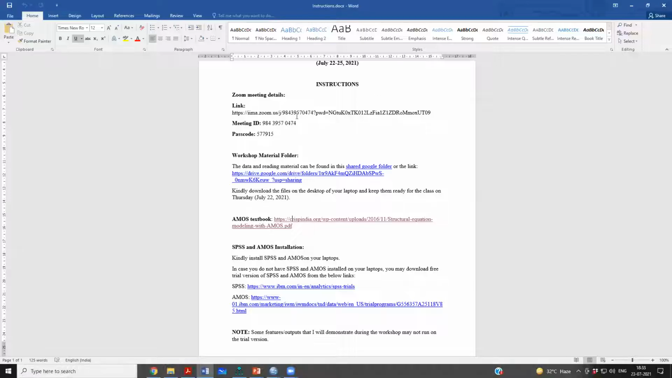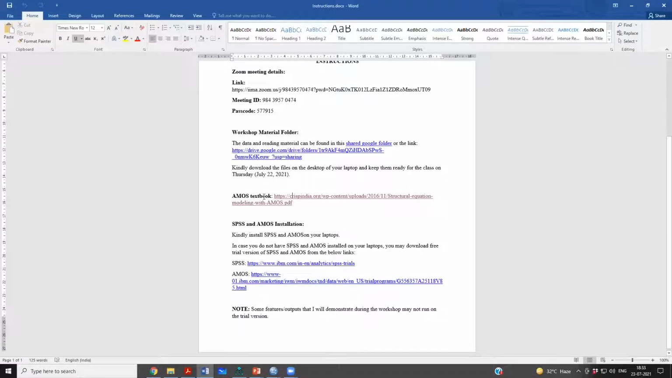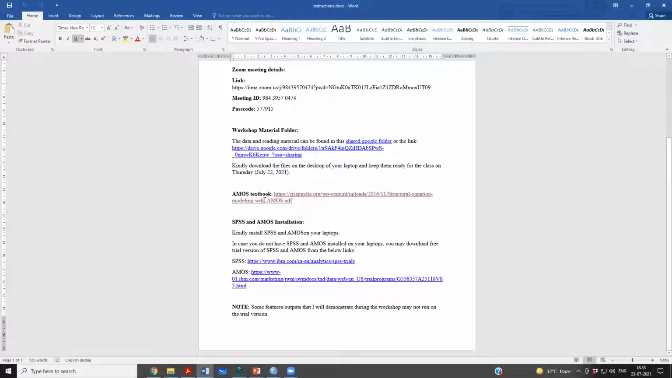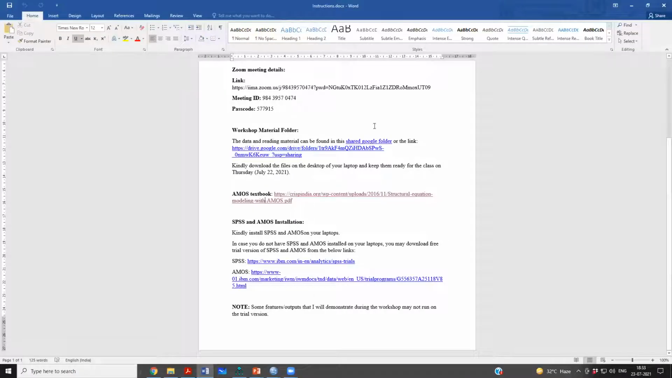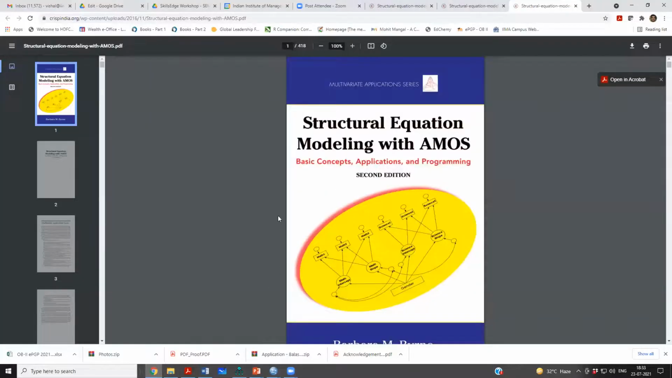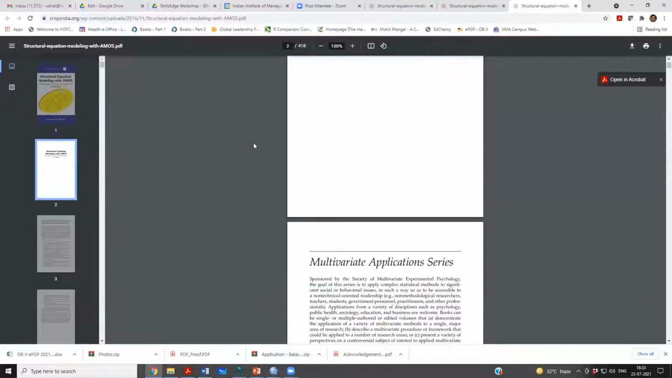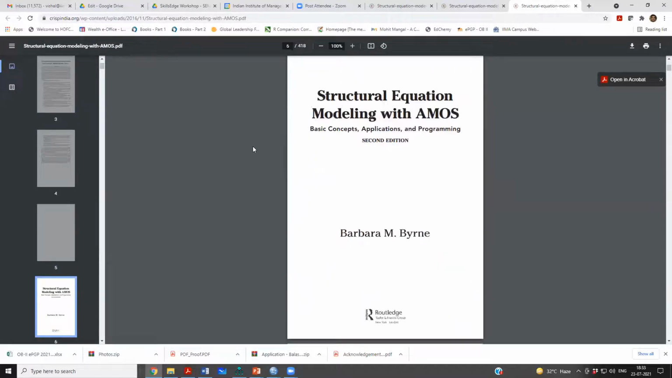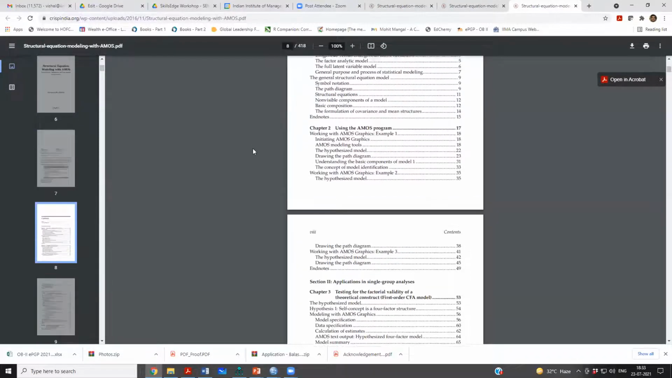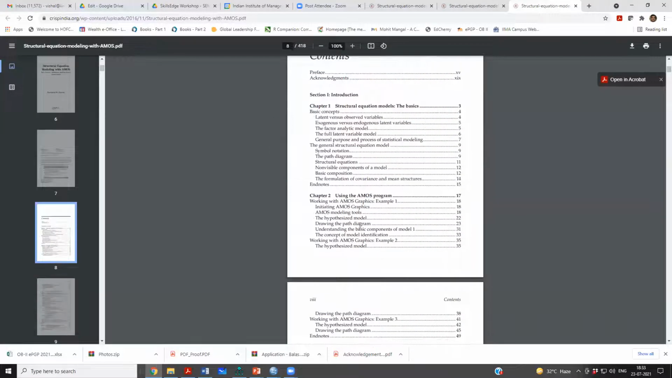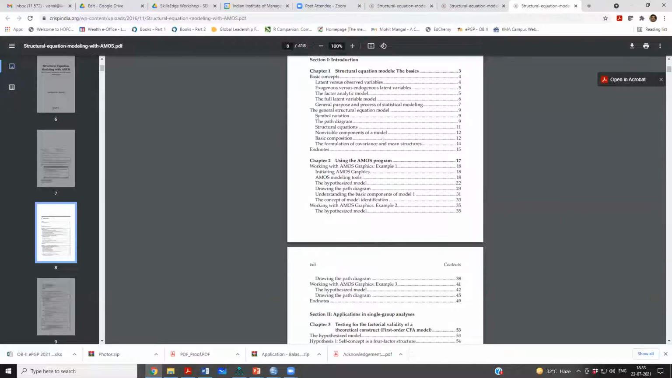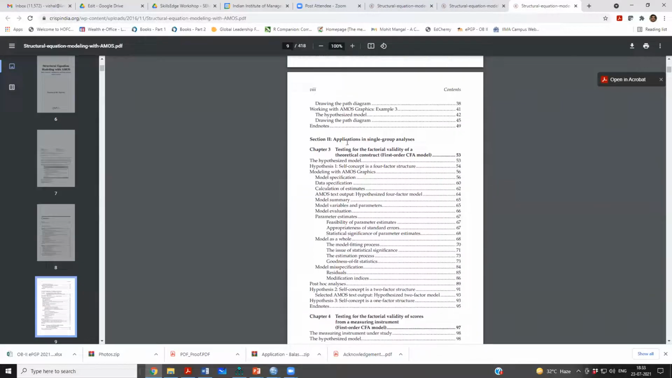So if you look at the instruction sheet, there is a link to this textbook. Okay, if you open this, it is coming back to, yeah, this book. This book is available and you can read these chapters. Chapters 1 and 2 are the basics, basically talking about what the icons are and what the things there are.